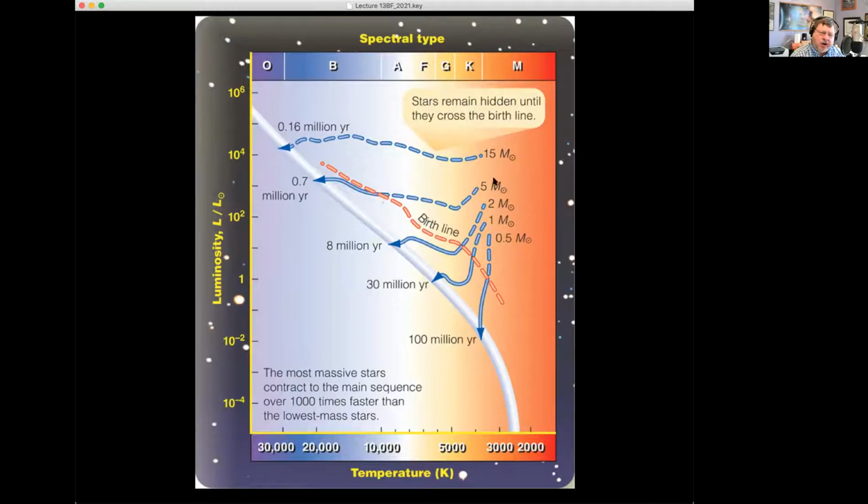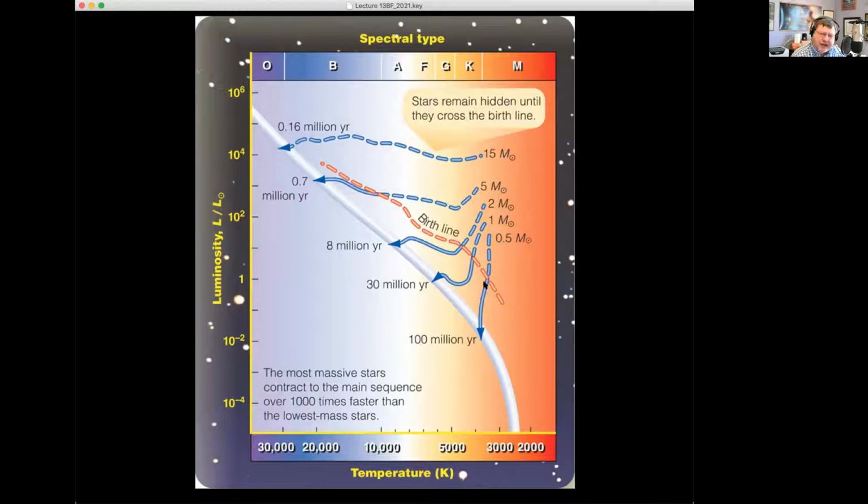But notice all of these stars, when they're born, the end point of the birth process is to settle down on the main sequence. The main sequence is where all stars spend the majority of their lifetime. And the location that you wind up on the main sequence depends only on your mass. So here's this half a solar mass. It takes 100 million years to form. So it takes much longer to form than these guys.